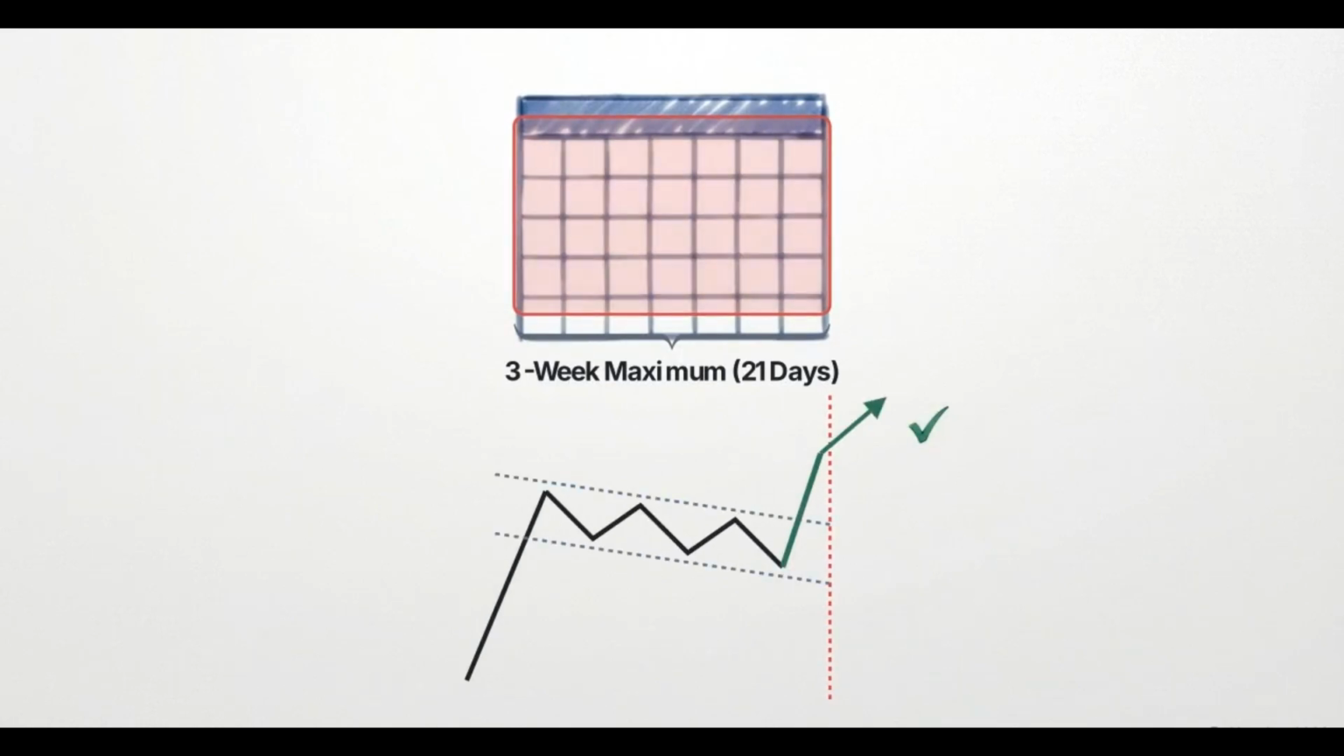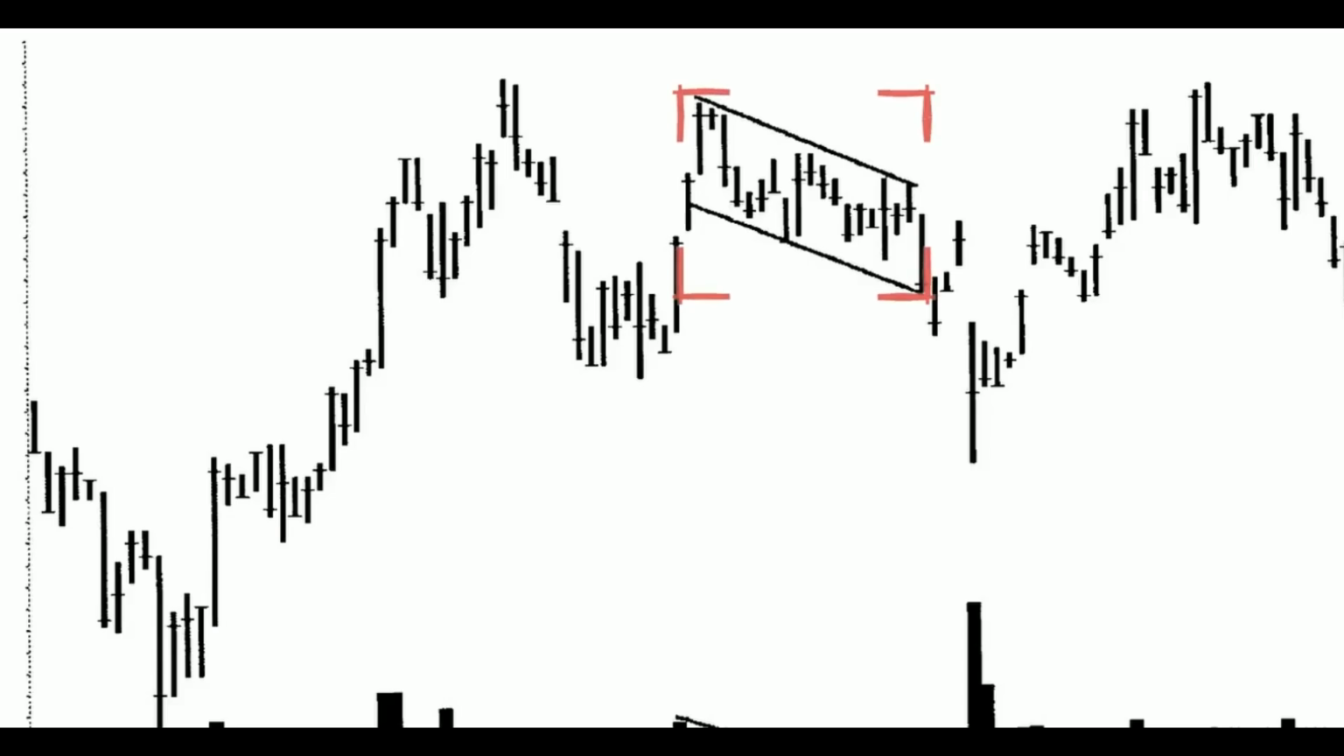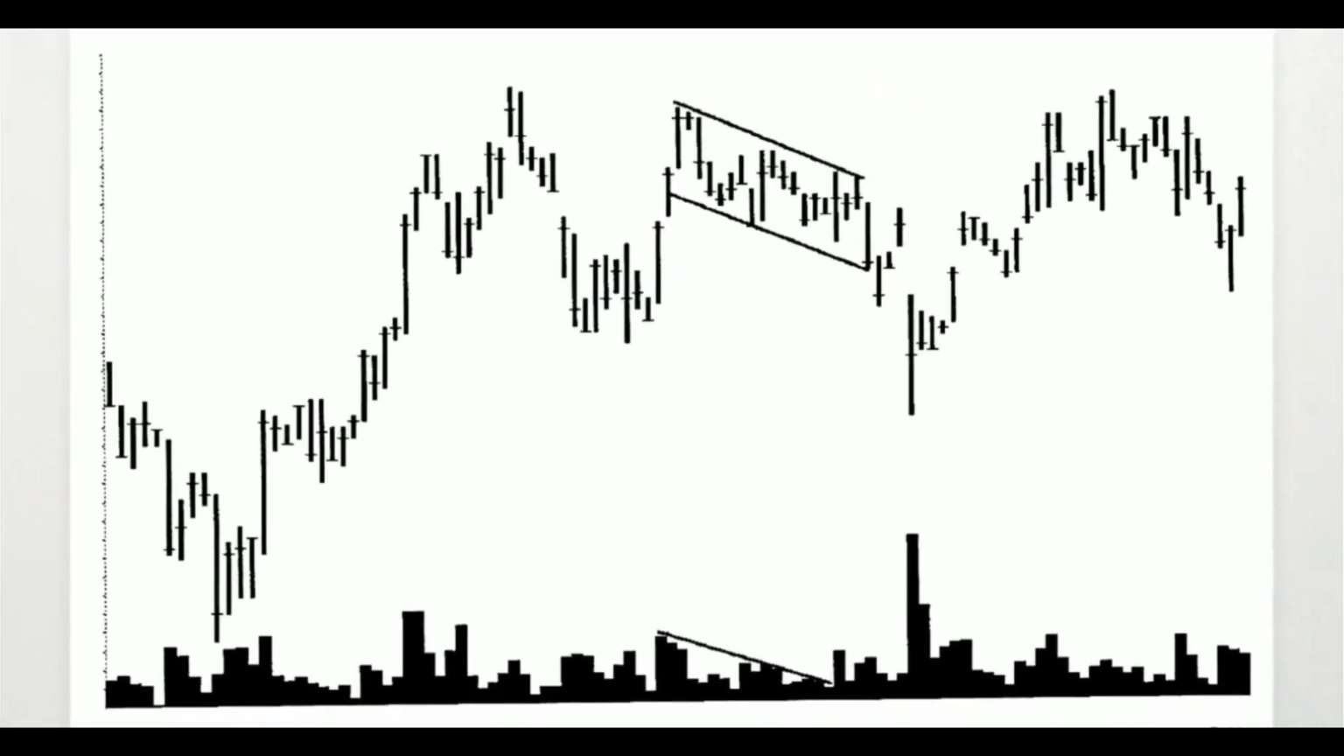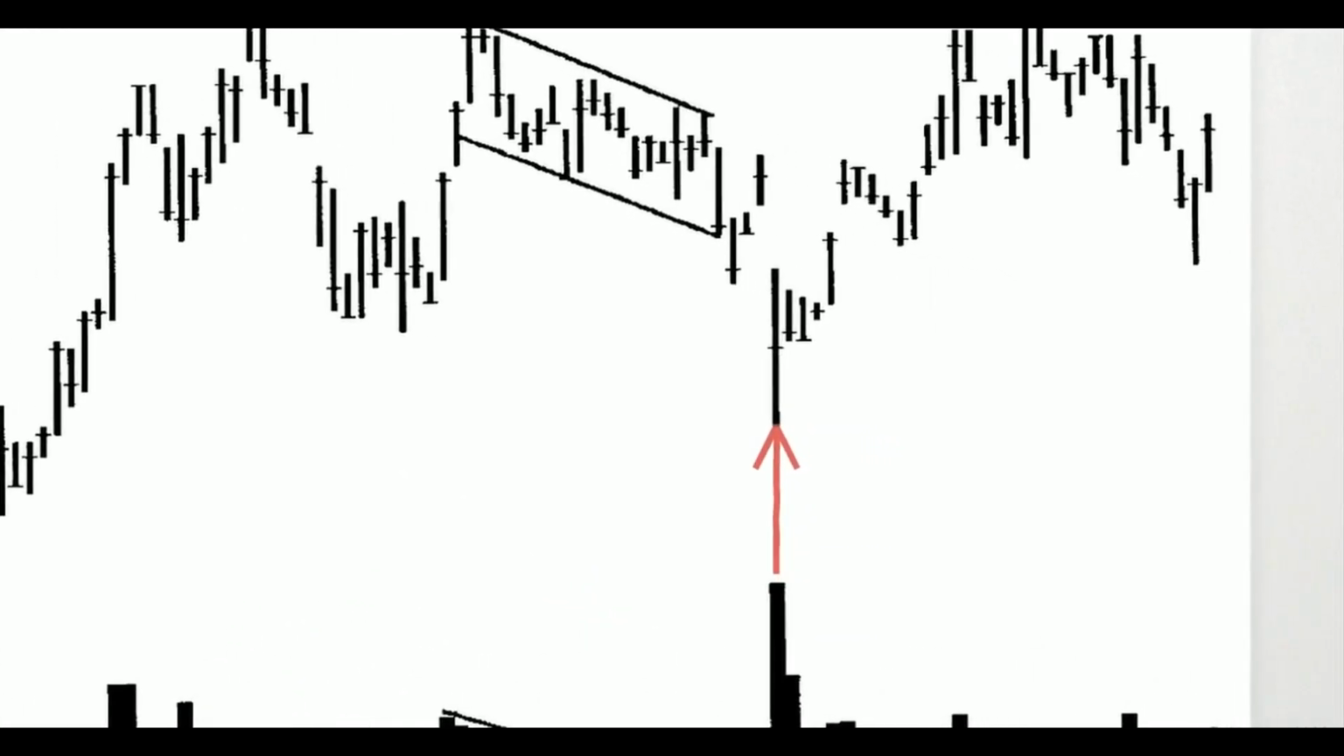Step 2 requires a strict time limit. A valid flag must complete its formation and break out within 3 weeks. This chart displays a flag pattern dragging on for 26 days. The setup loses its structural tightness, morphing into a riskier rectangle. Because consolidation took too long, momentum dissipated. When price finally breaks, it fails to continue the steep trend.